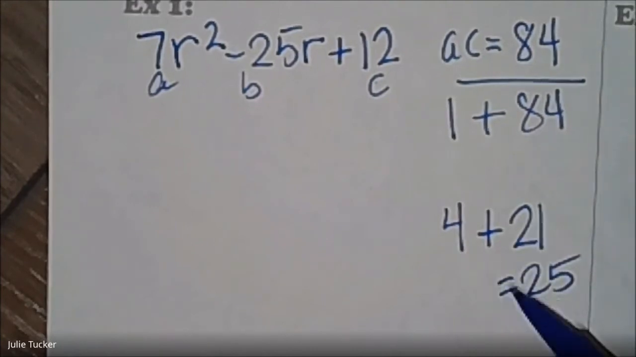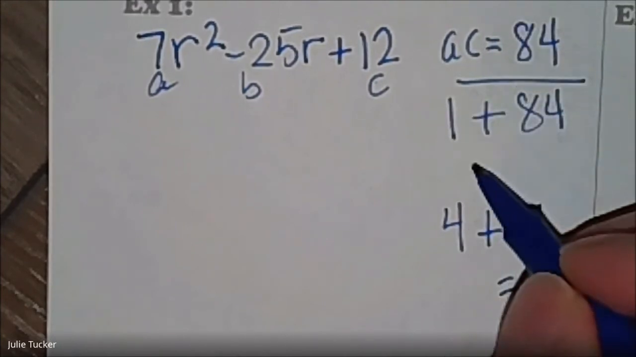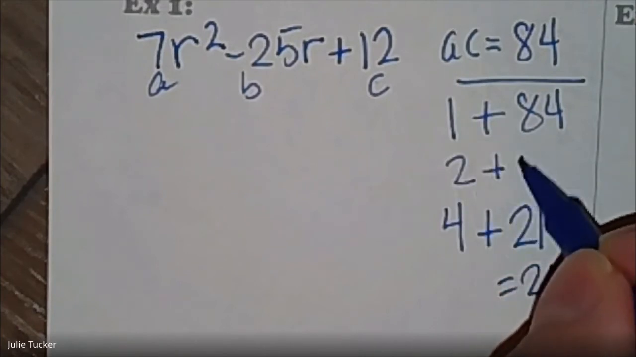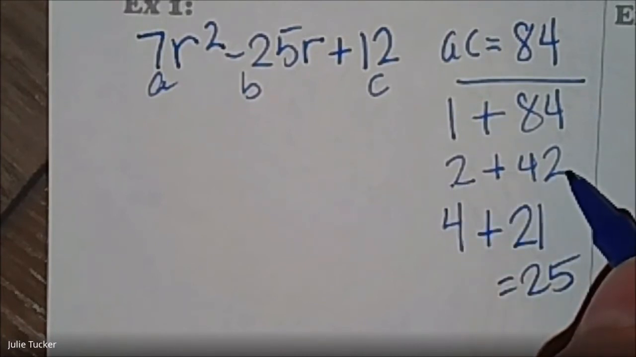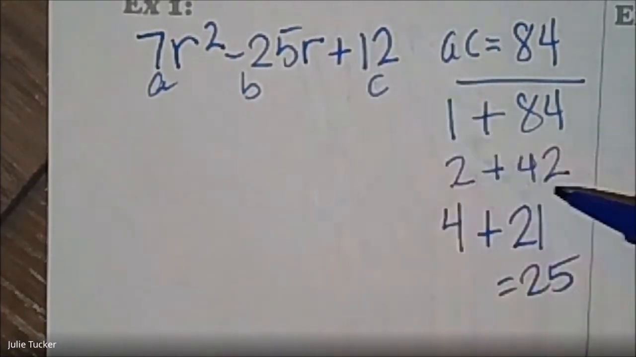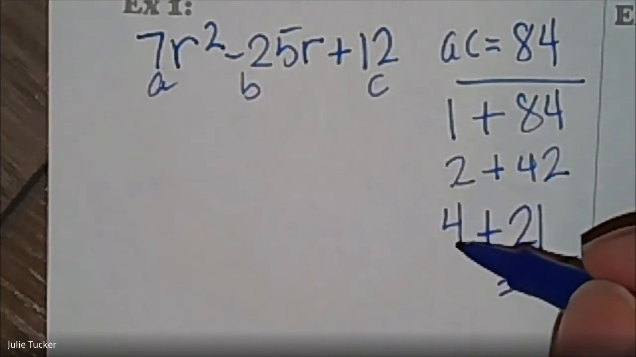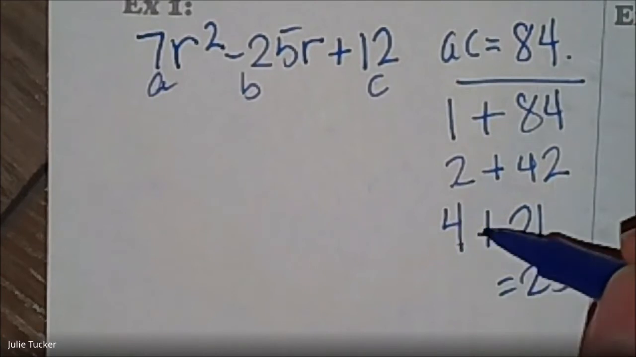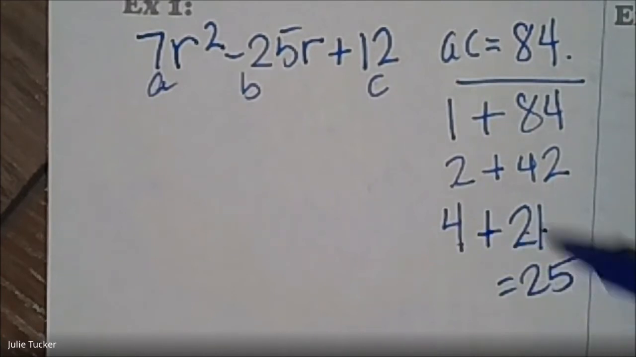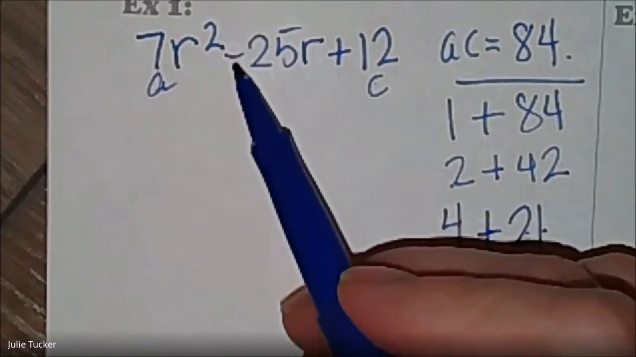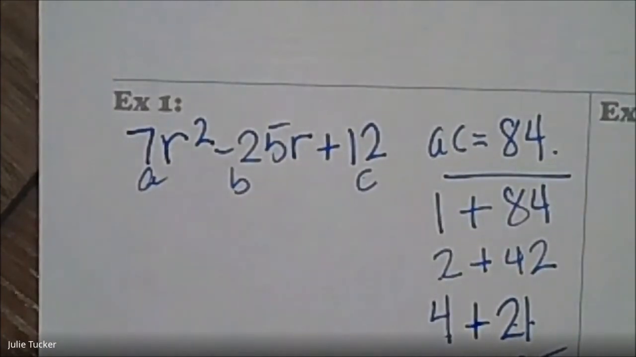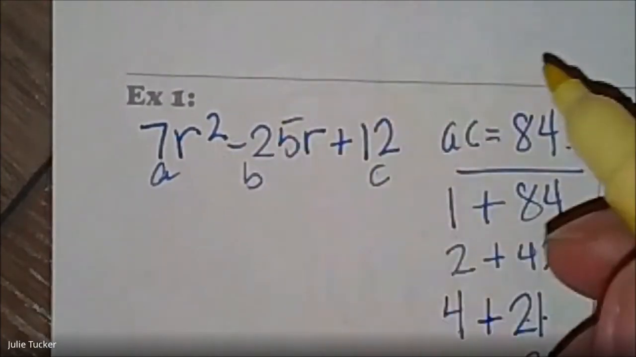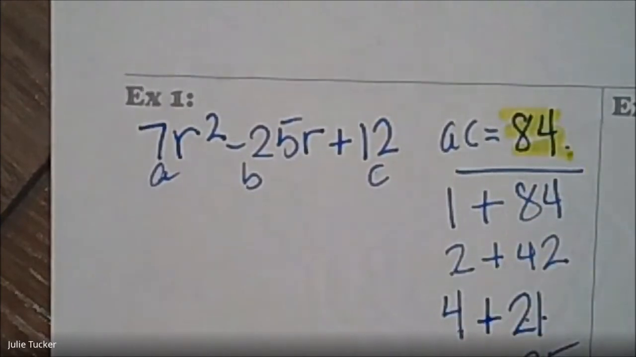Okay? I'm not sure if you understand why I jumped ahead, but it's because I knew that if I did 2 times 42, the 2 plus 42 would be 44, and the number would still be too big. So that's why I jumped ahead, okay? So 4 times 21 is 84, and 4 plus 21 is 25. And that's important because the middle term is 25, okay? So let me just help you track down where everything goes. When you do A times C, the AC number is what you're looking for factors of.